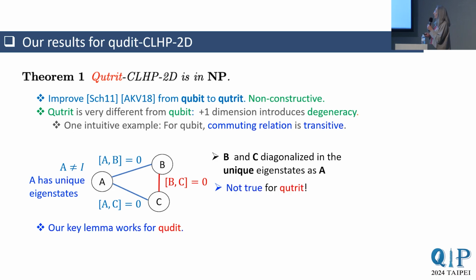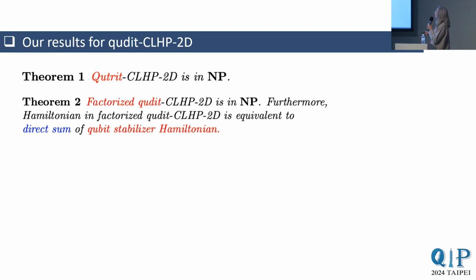Okay, so when I talk about our key lemma and what we do to prove this, the key lemma actually works for higher dimensional particles, but we can't leverage it unless we're actually looking at Q-trits on 2D. So, okay, that's the first theorem.